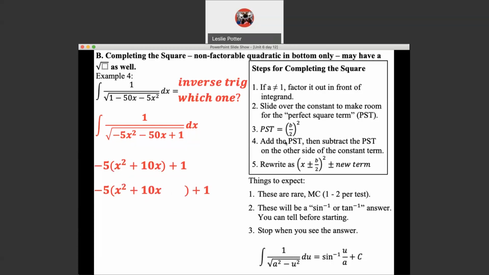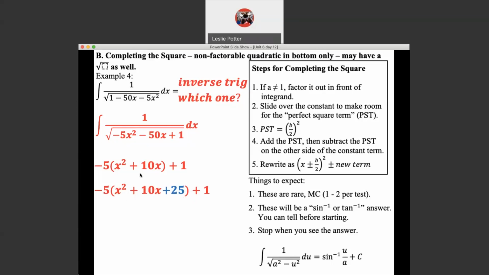If you remember the completing the square steps, we look at the b term, we cut it in half, and we square it. That's what this is saying. That's the perfect square term, the PST. So half of 10 is 5, squaring that is 25, so I must have a +25 here. That's going to make this a perfect square trinomial. I can rewrite that as x plus 5 quantity squared.